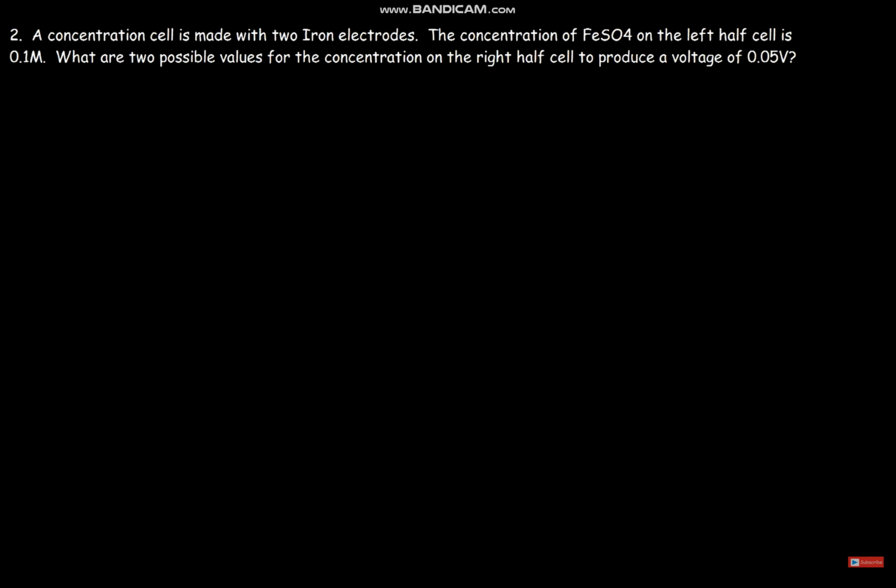Concentration cell. Number 2, a concentration cell is made with 2 iron electrodes. The concentration of iron 2 sulfate on the left half cell is 0.1 M. What are 2 possible values for the concentration on the right half cell to produce a voltage of 0.05 volts?